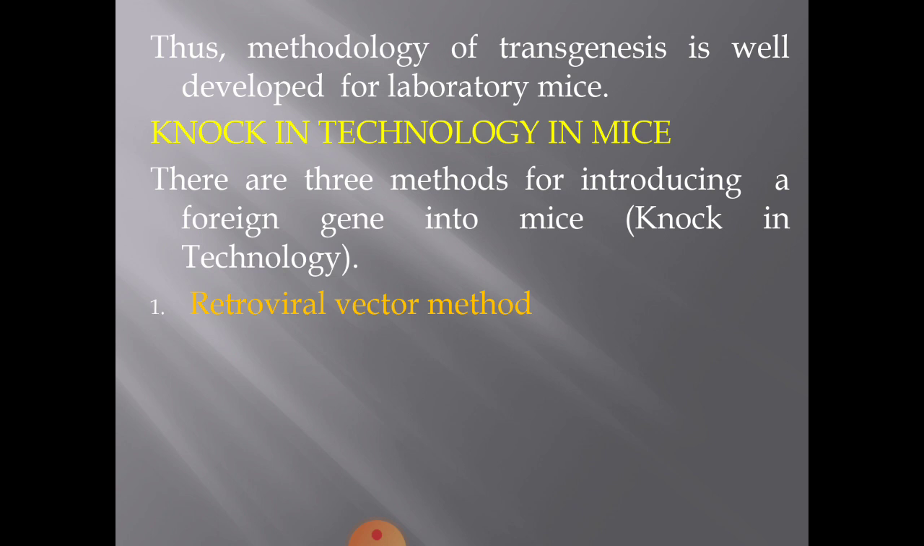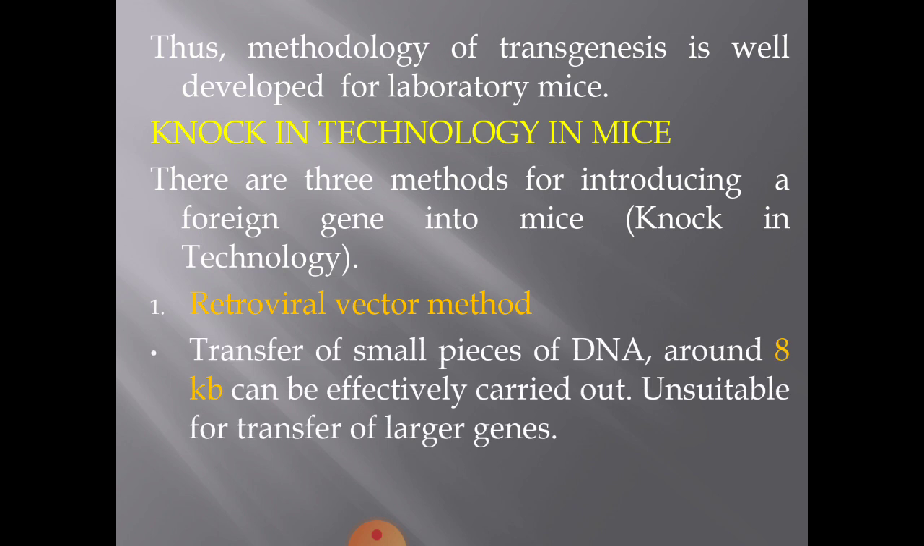There are three methods for introducing a foreign gene into the mouse, and this is called knock-in technology. First method is the retroviral method. Here you will make use of retroviral vectors. Retroviruses are a group of viruses which have been exploited to design vectors for rDNA technology experiments. So these retroviral vectors can be used to produce transgenic mice by knock-in technology.